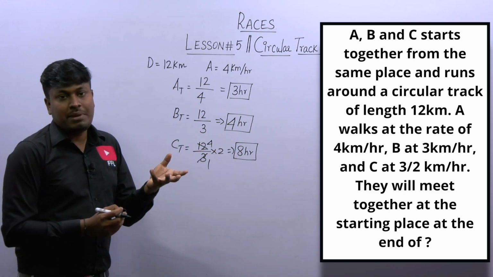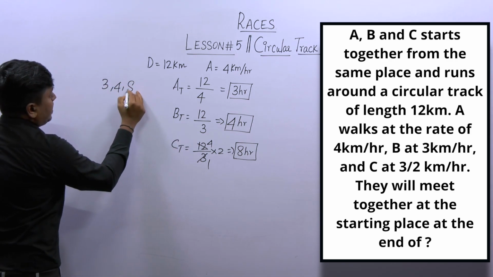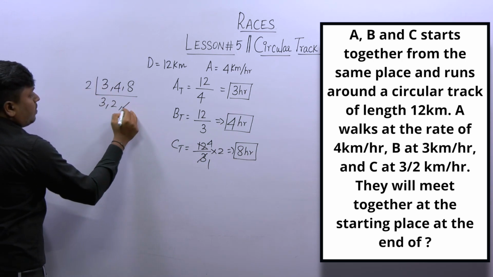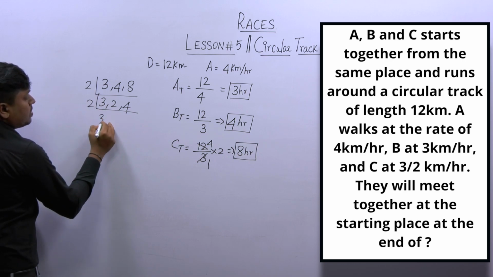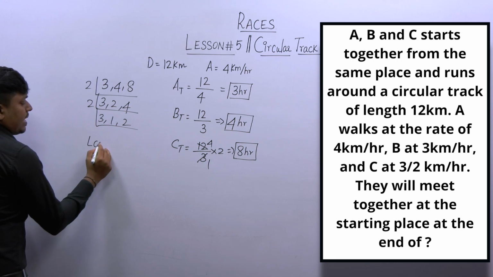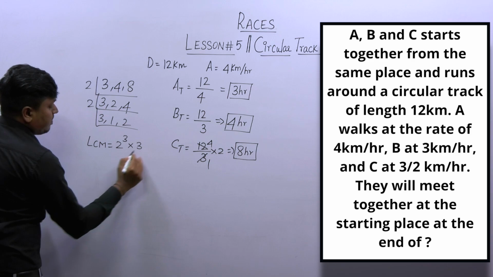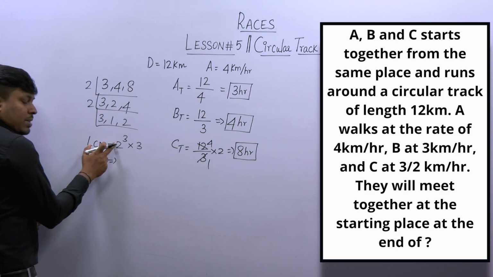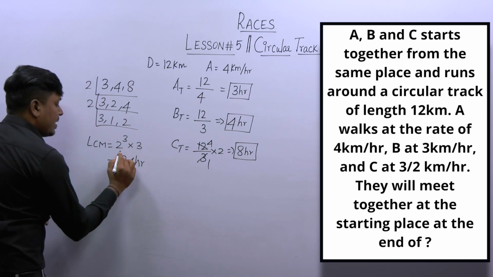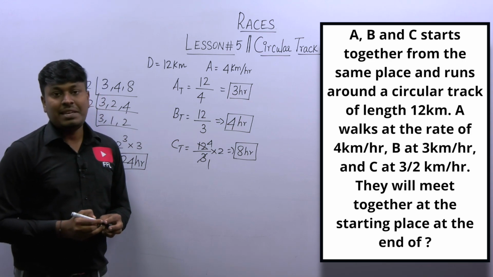So we know all those timings. So by knowing the timings, now you can take the LCM. So 3, 4, 8. Now take the LCM, starting with 2. So 3, 2 2s are 4, 4 2s are 8. Again go with 2. So 3, 1, 2. So we can directly multiply it. So LCM is 2 power 3 into 3. So 2 2s are 4, 4 2s are 8, 8 3s are 24. So 24 hours. So finally we can say that after 24 hours all the 3 persons will meet each other.